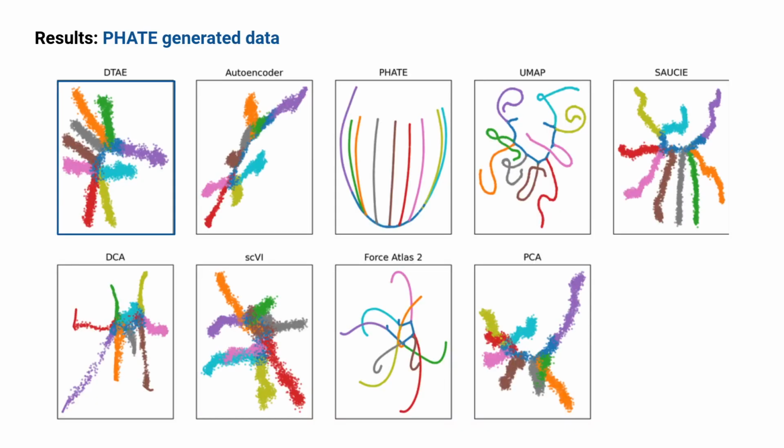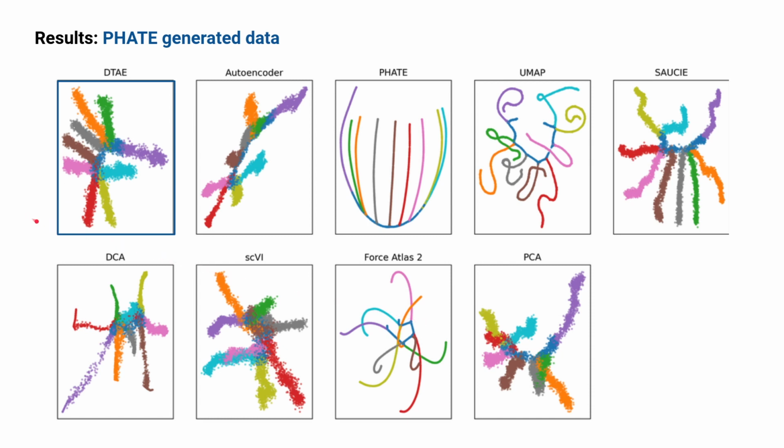Let's take a look at the synthetic data first. So our method, DTAE here, is compared to various other methods, some based on autoencoders, like a simple autoencoder with the reconstruction loss alone, so the same method as DTAE but without the tree constraints. DCA, SCVA, and SOCI are also autoencoder-based methods, and we have non-parametric methods such as UMAP, FATE, and Force Atlas 2. We also compare to PCA, which is the simplest method for dimensionality reduction, and any method should perform better than it.